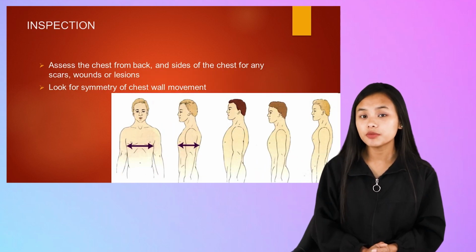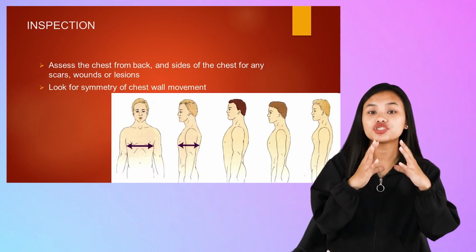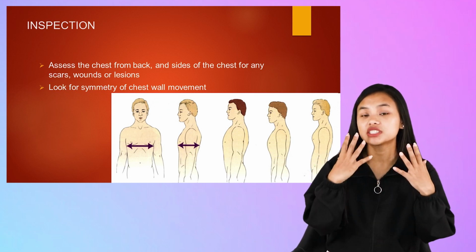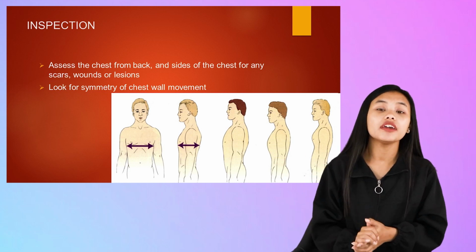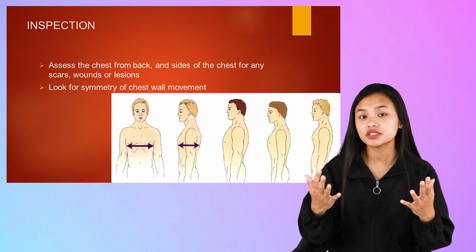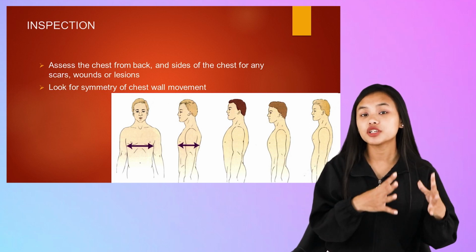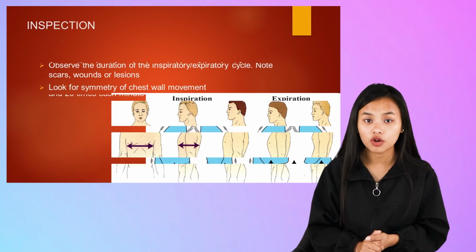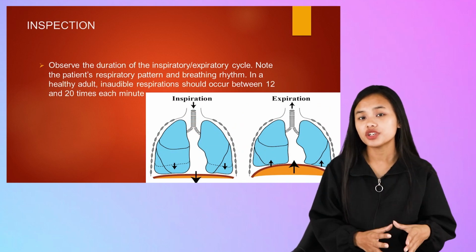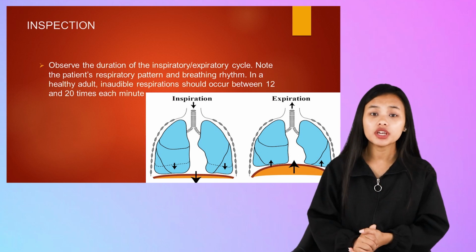So here what you will be doing is assessing the chest from the back, and you will also be examining or inspecting the sides of the chest for the presence of any scars or wounds or even lesions. You will also look for the symmetry of the movement of the chest wall. You must also observe the duration of the inspiratory as well as the expiratory cycle.